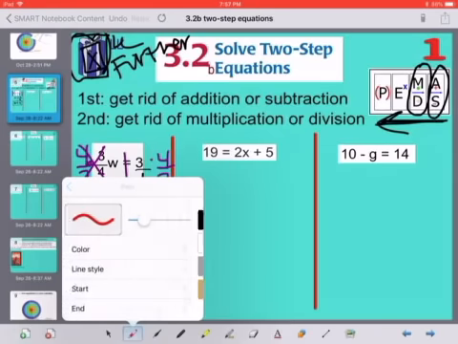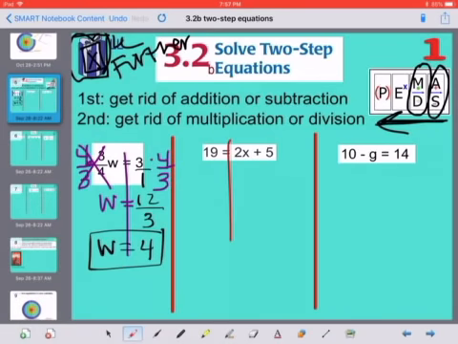Let's look at the second one. I'm going to draw my line down first. Getting rid of adding and subtracting, so we're not going to get rid of the 2 that's closest to our present that we're trying to figure out. We need to get rid of the outside adding and subtracting first, so I'm going to subtract 5. 5 minus 5 is 0, so those are gone. We have 2x. And 19 take away 5, well 9 minus 5 is 4, so it's really 14.